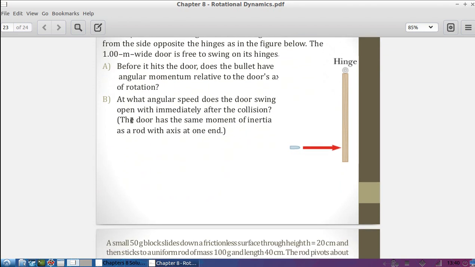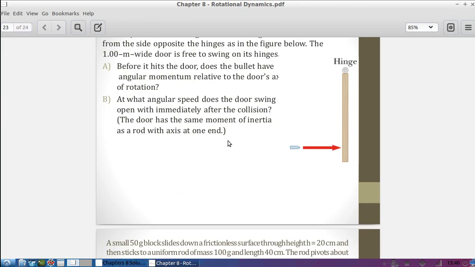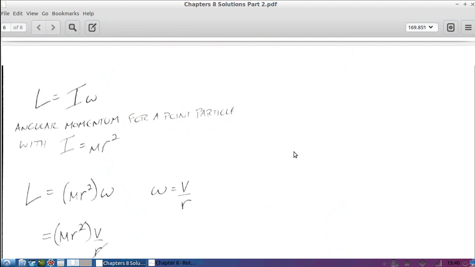So again, we're going to model the door as a solid beam, a solid rod, rotating from its end. First, I want to talk about that first part. Does the bullet have angular momentum relative to the door's axis of rotation? The answer is yes. Just because this object is traveling linearly doesn't mean it doesn't have angular momentum with respect to this hinge. I'll talk about why that's true in a second.